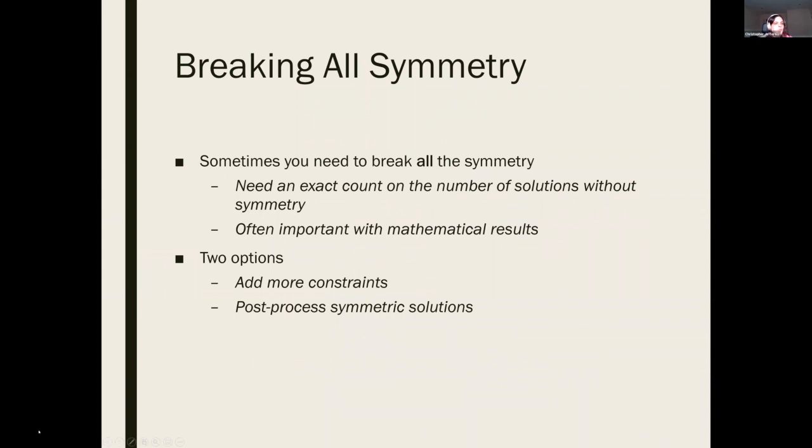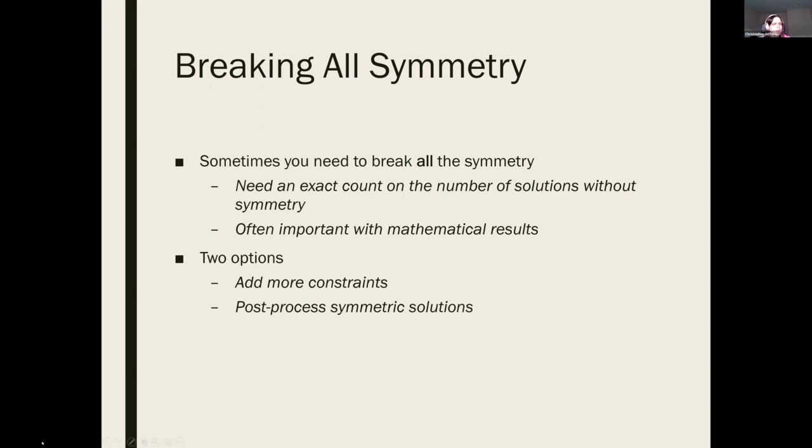So I now just want to briefly talk about breaking all symmetry. I've decided I don't have time to give SBDD the full time it deserves. Sometimes you need to break all symmetry. In my experience, every time this has happened to me, it's been mathematicians. Mathematicians have said, how many of these things are there? I must know how many there are with all the symmetry broken. No questions. There are two ways you can do this. You can just add more symmetry breaking constraints, or you can do post-processing.